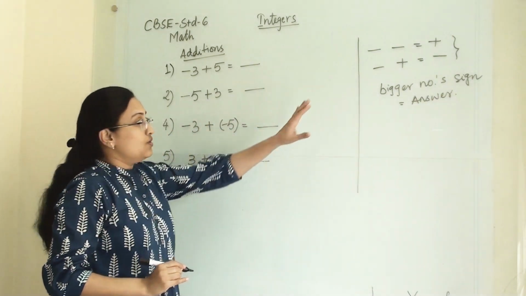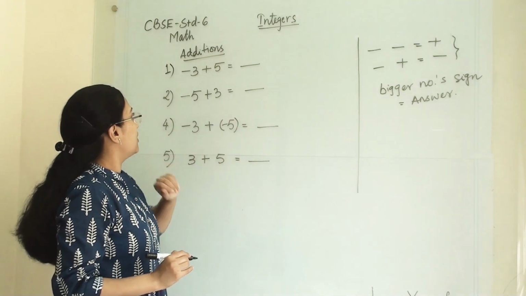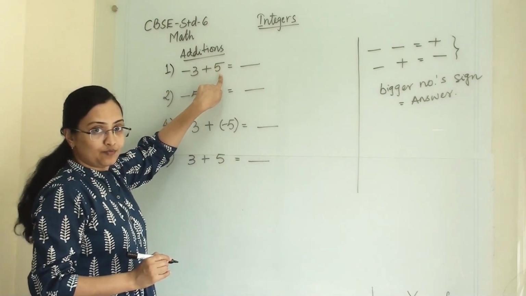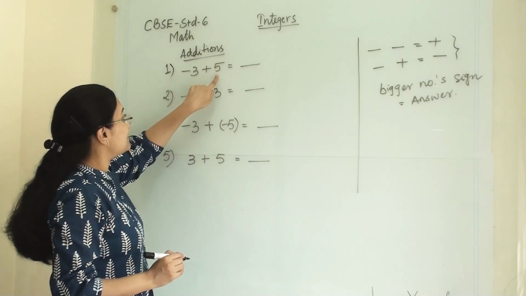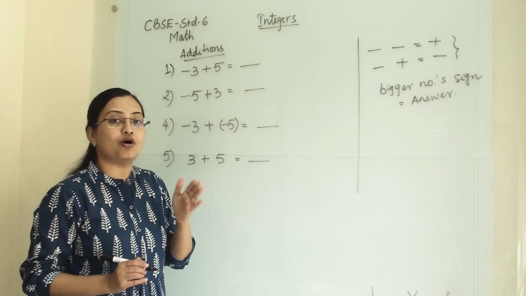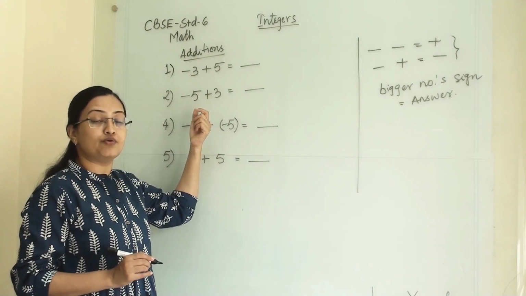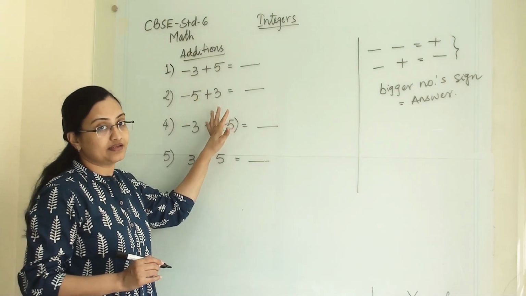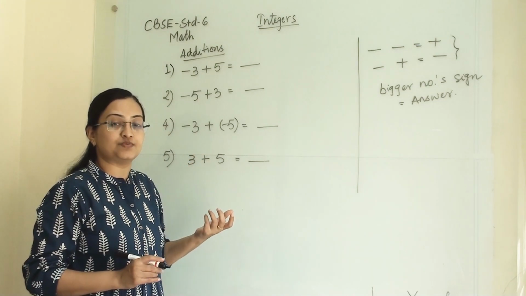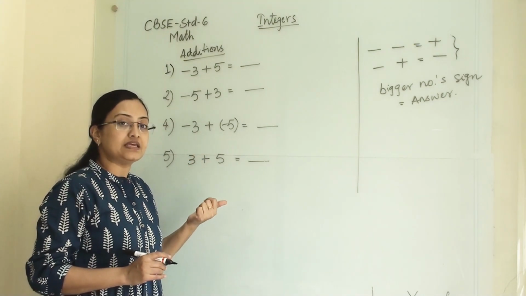So now with this we are going to solve this. Minus 3 plus 5. When we are solving this, earlier we were doing it with the help of a number line. But here we are going to do it without a number line. This will be a little tricky, but once you have hands-on experience with this, it will be easy.